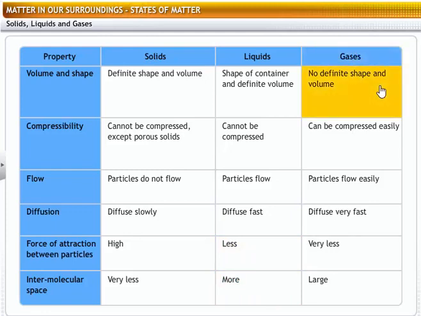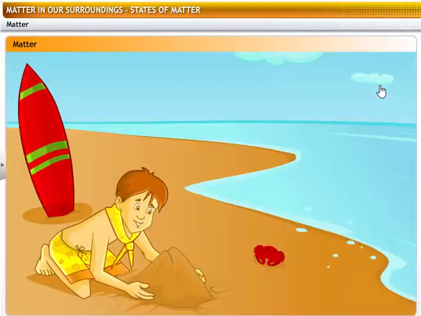Gases. Gases have no definite shape and volume. Can be compressed easily. Particles flow easily. Diffuse very fast. Very less force of attraction between particles. Large intermolecular forces. Why does matter exist in the form of solids, liquids, and gases?